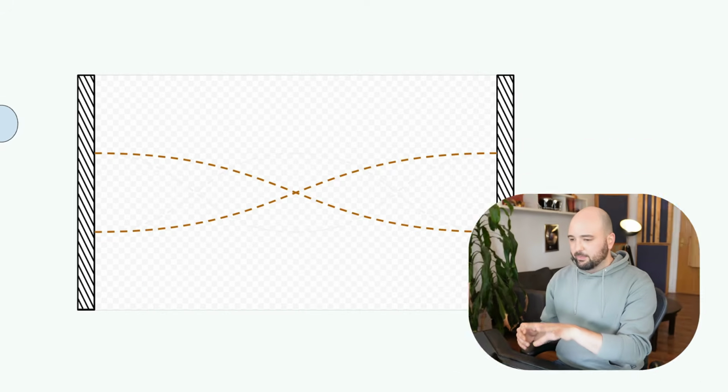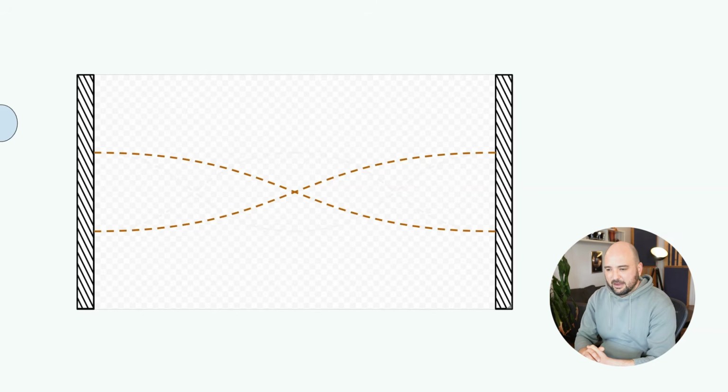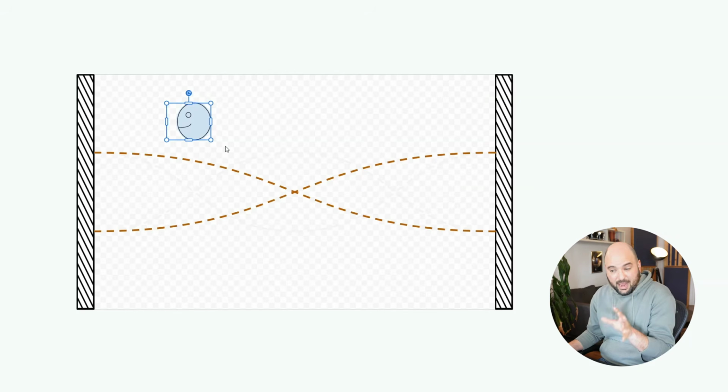So I've come up with this very simple diagram here. Front wall, back wall, and we have a half wavelength room mode building up between these two walls. Here's our head, and the idea is that you want to place your head, your listening position, in a spot that neither gives you massively boosted bass or massively canceled bass, right?